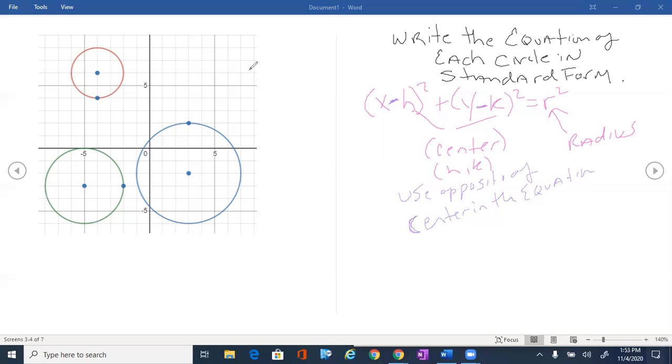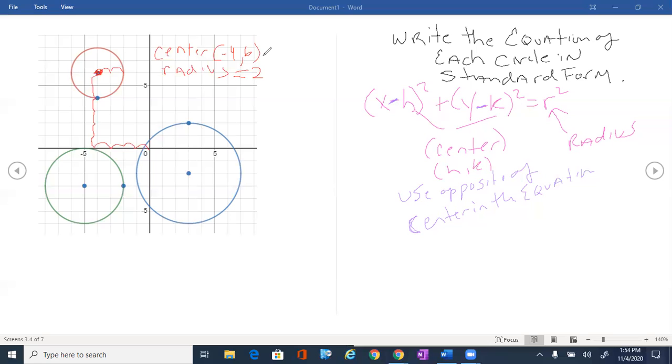So let's go over to this red one here, and we are going to find the center first. If you notice, it's going to be 1, 2, 3, 4, and then up 1, 2, 3, 4, 5, 6. So our center is going to be (−4, 6). And then all we have to do is count our radius, which is, in this case, 1, 2. So the radius is 2.